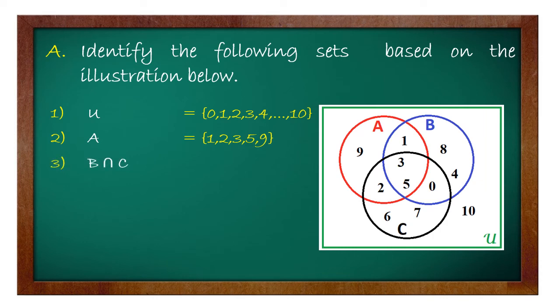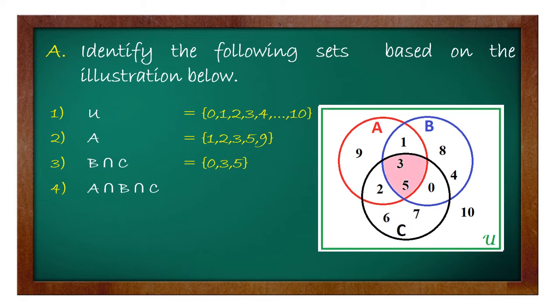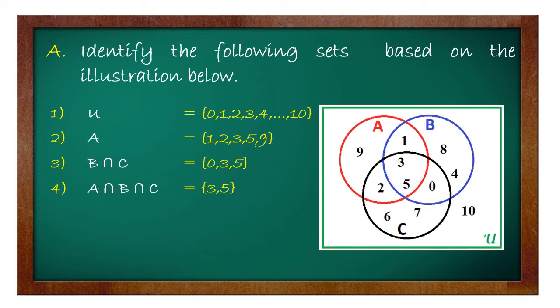Next is the intersection of the set B and the set C. Ibig sabihin, yung mga elements na kung saan makikita doon sa overlapping part ng set B at set C. And those are 0, 3, and 5. The next is the intersection of the set A, set B, and set C. Ibig sabihin, dun sa part na nag-overlap si set A, si set B, at si set C. And those are 3 and 5.